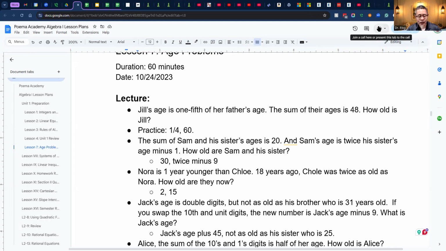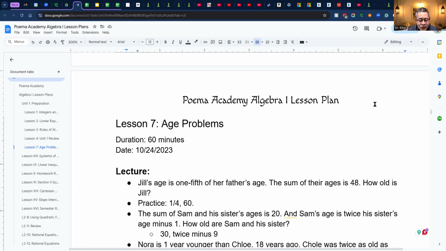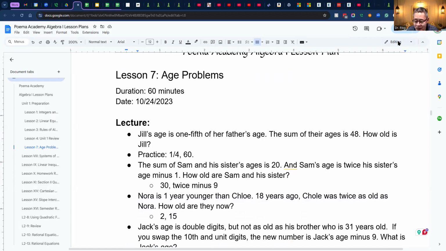Okay, today's lesson is on something called age problems. It's actually a classic. This is a classic problem. It really helps students understand algebra because we are going to use that to solve those problems. And when we do algebra, if we are not able to do word problems, that means we don't really learn algebra yet. So let's see how we do that.